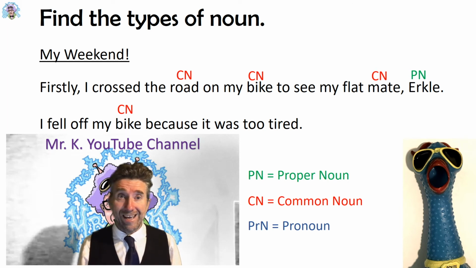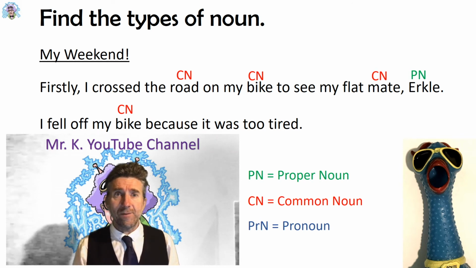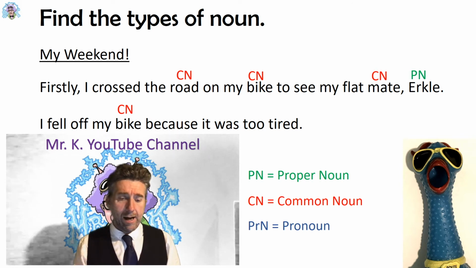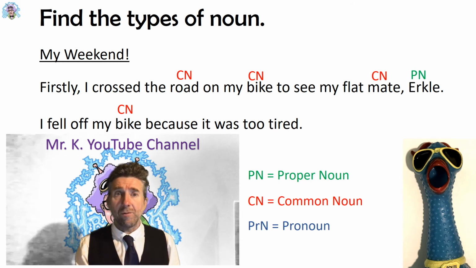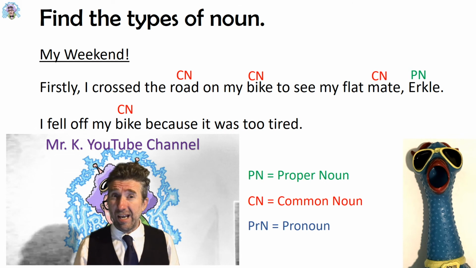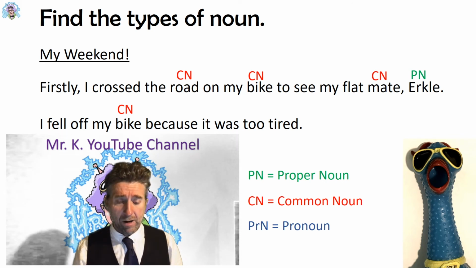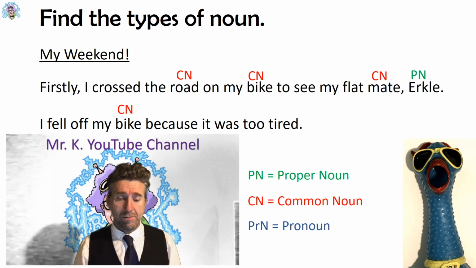There's my pronoun again. It's the label given to me that's non-specific. It doesn't say my name exactly. So I must be a pronoun again. I fell off my bike because it was too tired. It is a non-specific label of something that we're familiar with because we've already talked about my bike. So it must be a pronoun. So that one needs to be identified as well.